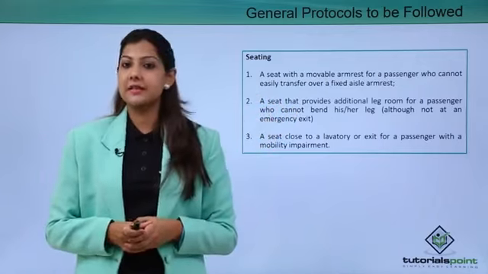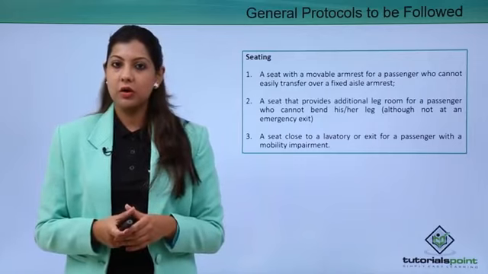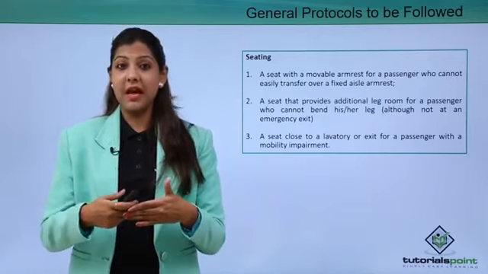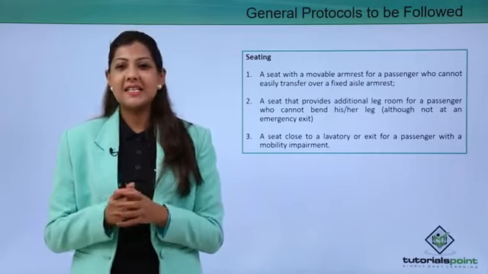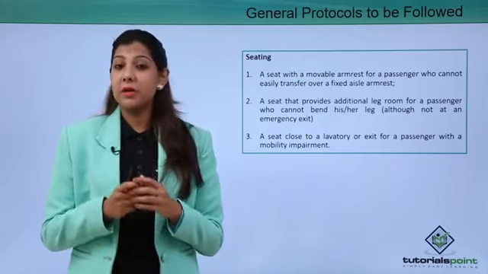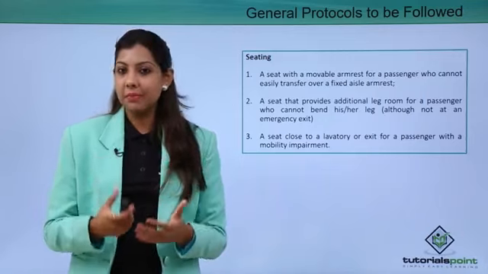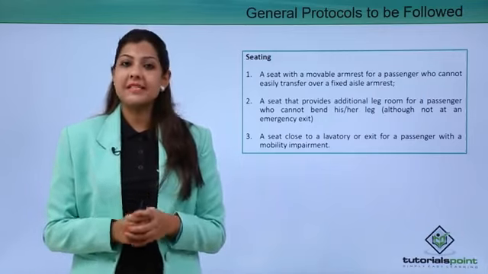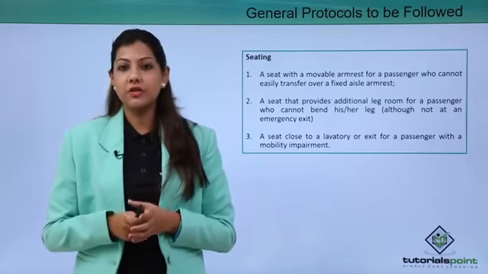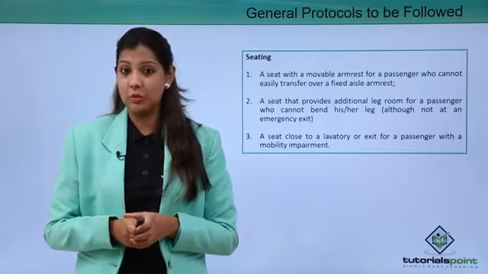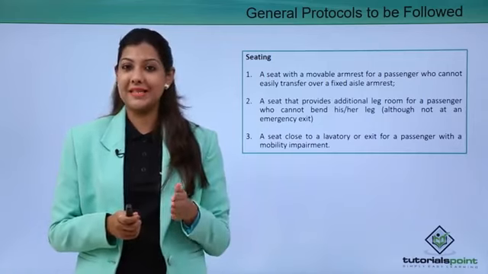A seat that provides additional leg room for a passenger who cannot bend his or her leg, although not an emergency exit. Ideally, the first row of the cabin has extra leg room for the passenger. In an ideal situation, a person with reduced mobility, for example a wheelchair passenger, should be seated on the first row of the aircraft, or if not available, on the second or third row, but on the aisle seat always, not in the window or middle seat.